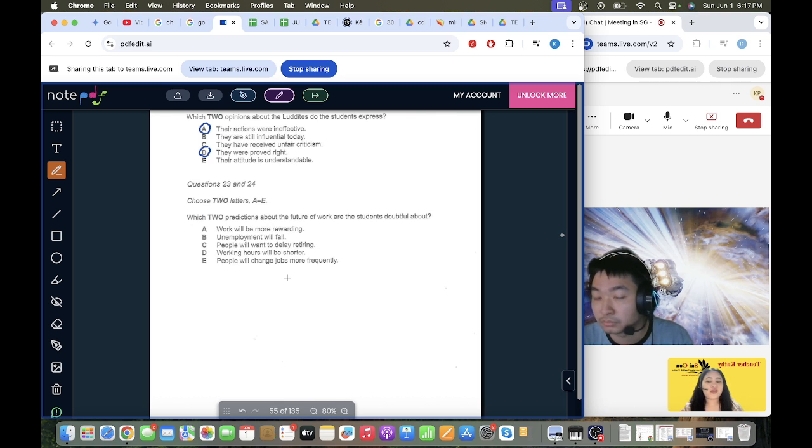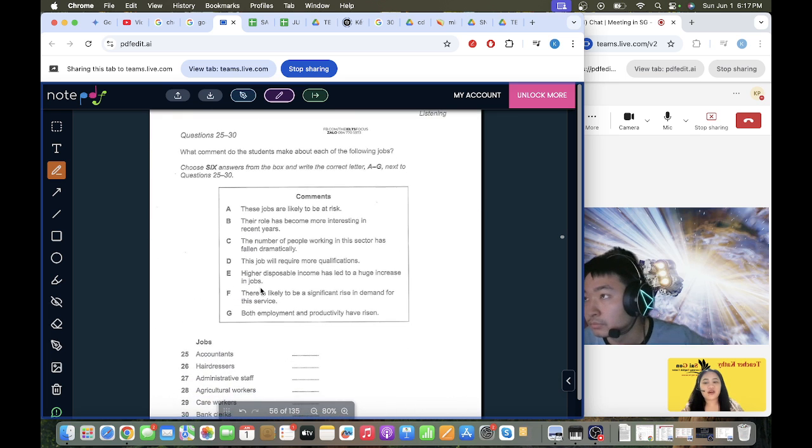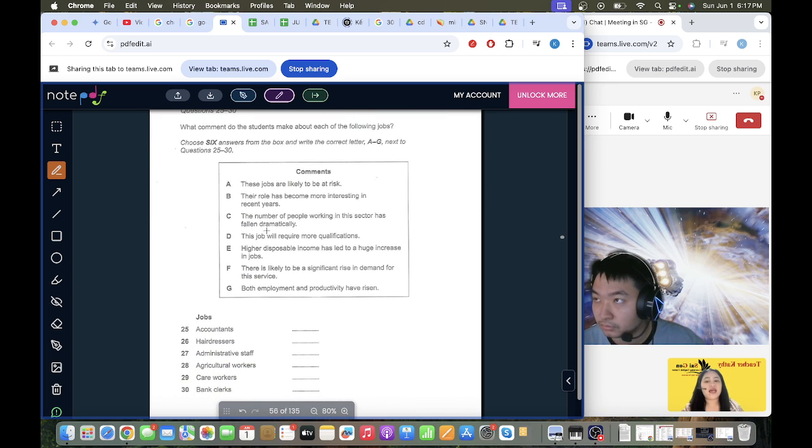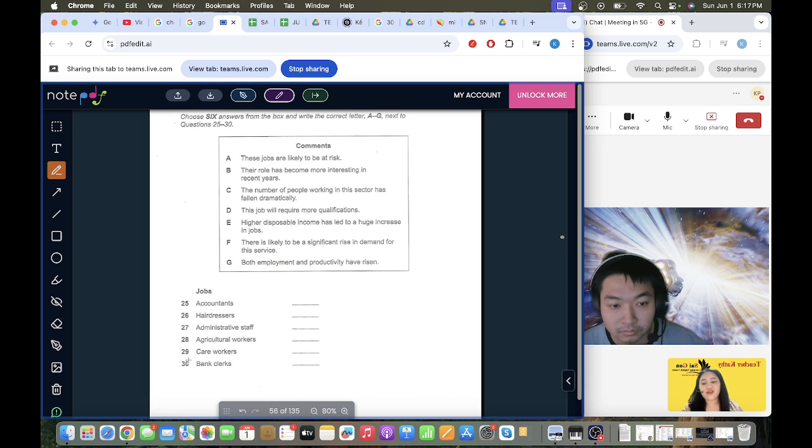What about 23 and 24? Which two predictions about the future of work are the students doubtful about? C and D. Okay. Alright. Now let's move on to 25 to 30. You're going to choose six answers from the box and write the correct letter A to G next to questions 25 to 30. What about 25? Tom, can you please read and answer until 30?